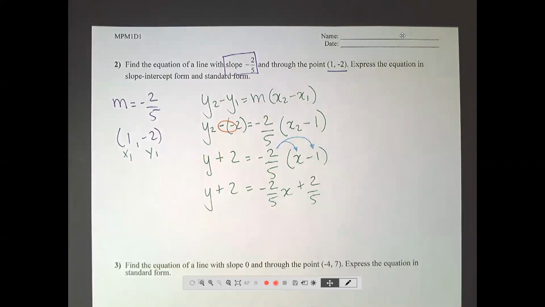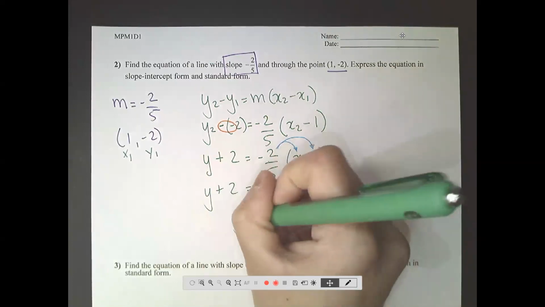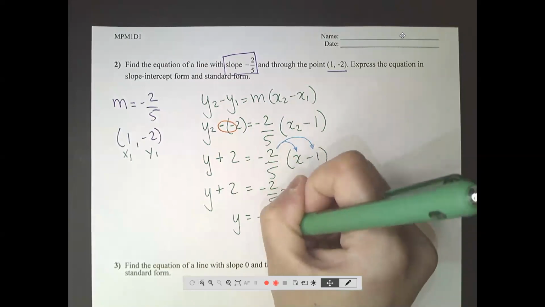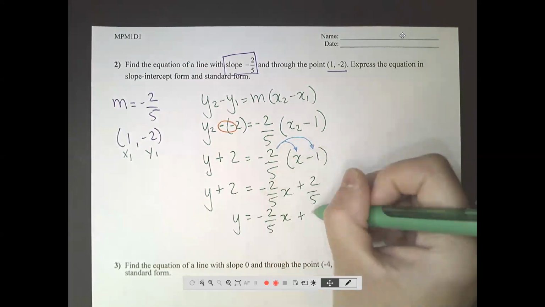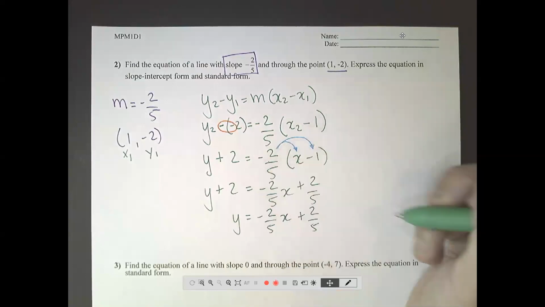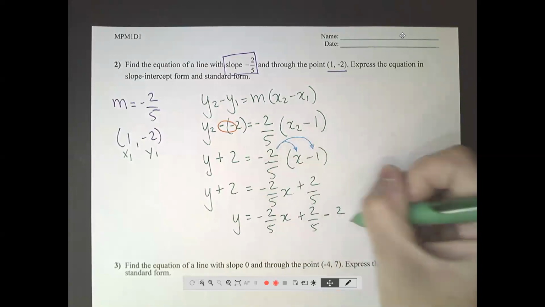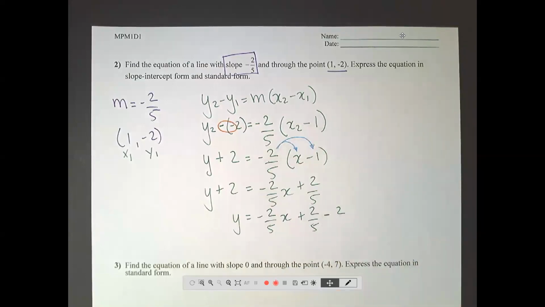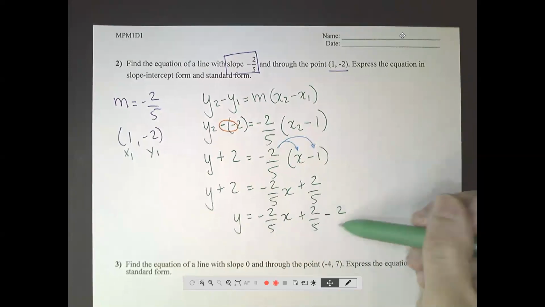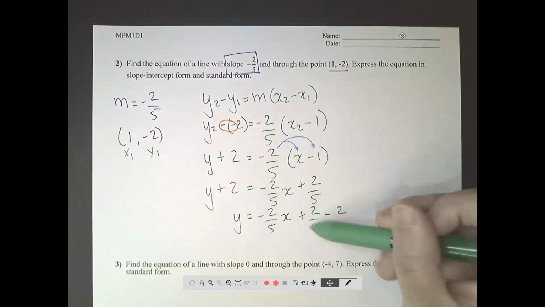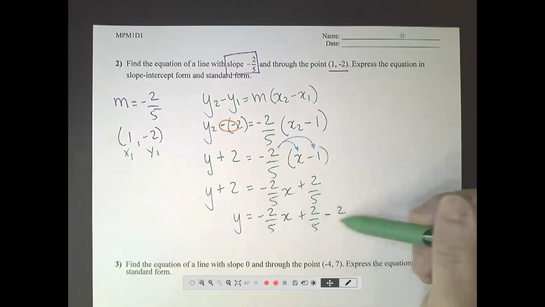Let's go ahead and put this into slope-intercept form first. So I know that to get it into slope-intercept form, I just need to get rid of this positive 2 and move it to the side. So I'm going to be left with y is equal to negative 2 over 5 x plus 2 over 5. When I move this over, it's going to become a negative 2. Okay, so I just need to clean these two constants up.